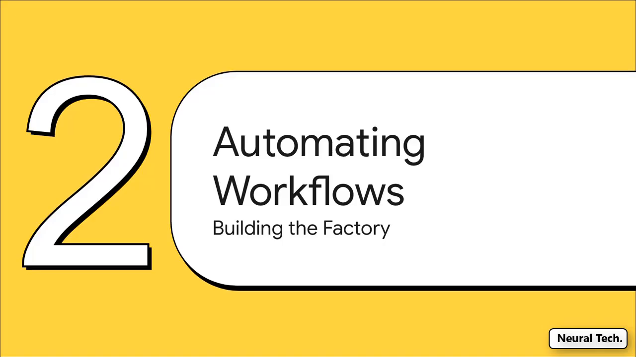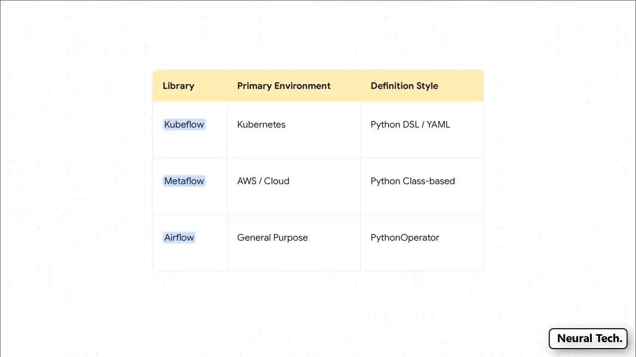So this is where we level up. We're moving away from running individual one-off scripts, and we're starting to build that automated ML factory we talked about. This is the domain of workflow orchestrators, and their job is to manage the complex dance of running tasks in the right order. And here are the 3 heavyweights in the space.